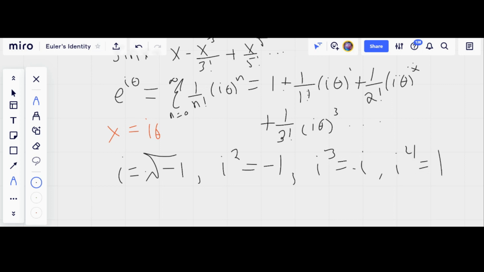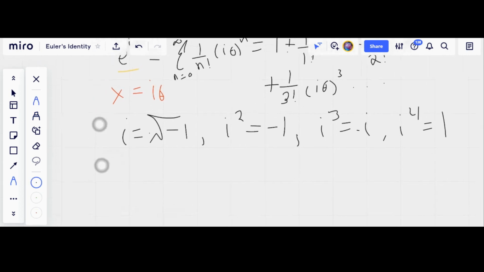Okay, and that's pretty easy to see because i squared is going to be minus 1 since i is just the square root of minus 1. i cubed is equal to i squared times i. i to the 4th is equal to i squared times i squared, or minus 1 times minus 1, which is just 1. So let's go ahead and rewrite the sum from up here.